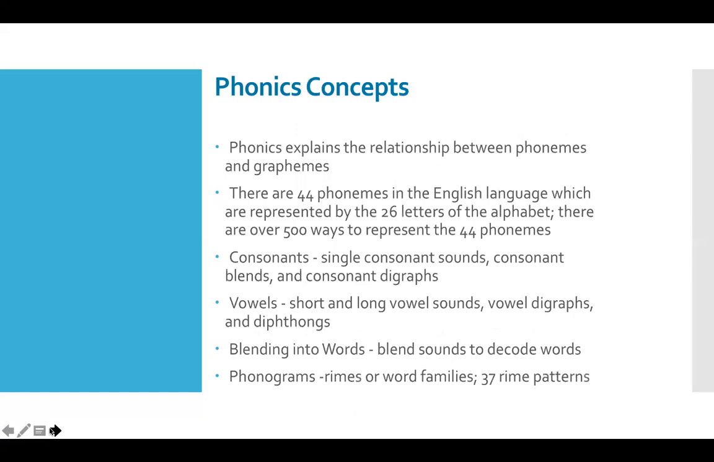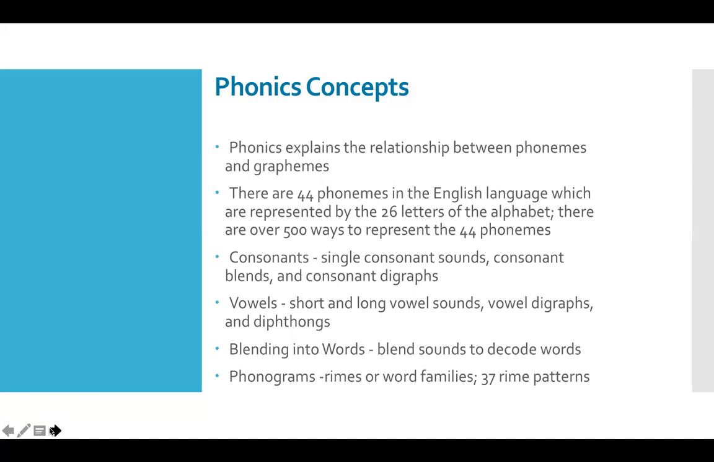So phonic concepts. Phonics explains the relationship between phonemes and graphemes. Remember, sound and then letters, the written letter. There are 44 phonemes in the English language, which are represented by the 26 letters of the alphabet. But there are over 500 ways to represent the 44 phonemes or sounds in our language.